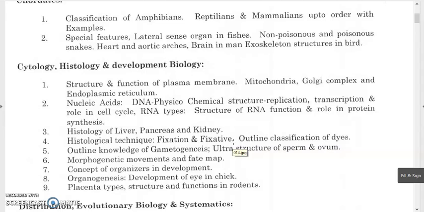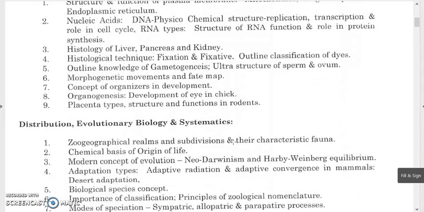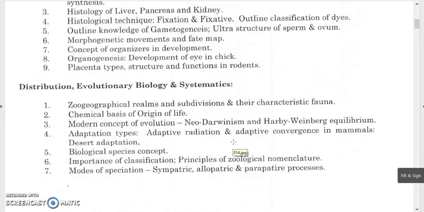These different morphogenetic movements you have to study, and the fate map here. Concept of organizer in development, organogenesis, development of the eye in chick, it's a developmental biology part. Placental types, different types of placenta, structure and function in rodents. Distribution and evolutionary biology and systematics, geographical realm, subdivision and their characteristic fauna, chemical basis of origin of life.